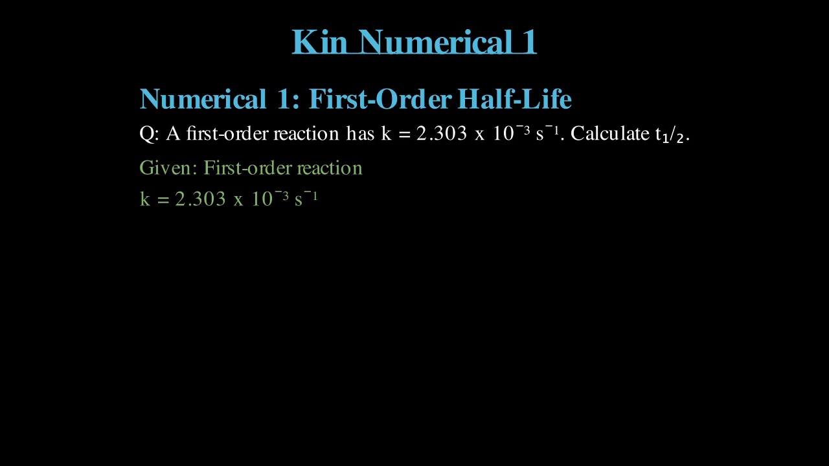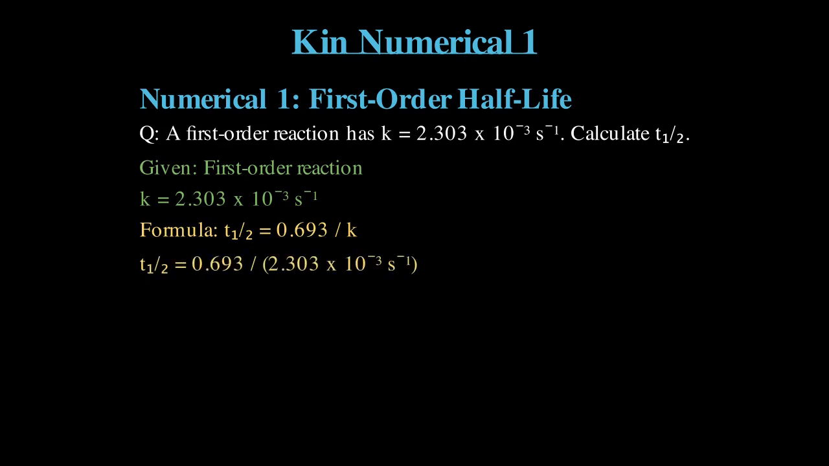For a first-order reaction, the relationship between half-life and the rate constant is given by a specific formula, t half equals 0.693 divided by K. This is a very important formula to remember. Now, we just substitute the value of K into our equation. So, t half equals 0.693 divided by 2.303 times 10 to the minus 3.